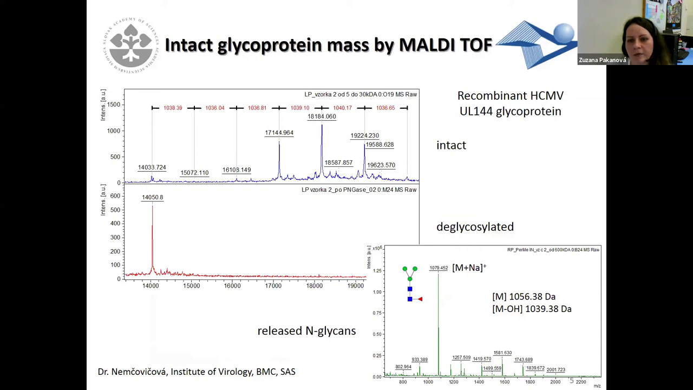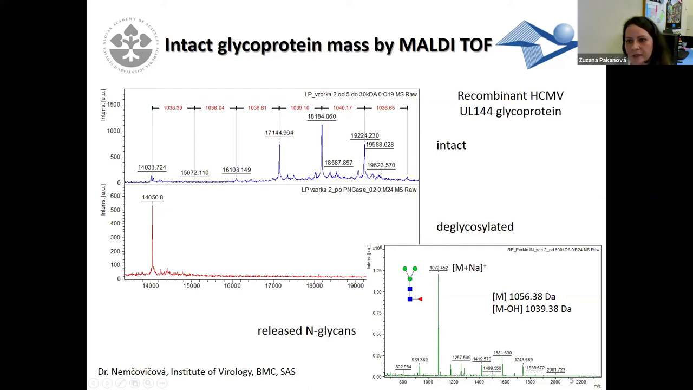This is a very nice example from the study of recombinant human cytomegalovirus glycoprotein. So it's a human herpes virus. In the upper blue spectra, you can see the intact glycoprotein, how it looks like. The first signal is around 14 kilodaltons, and you can see seven same mass shifts, each around 1038 daltons.